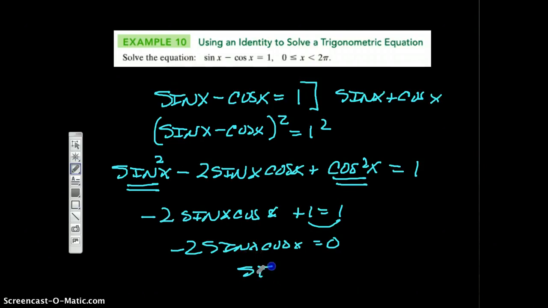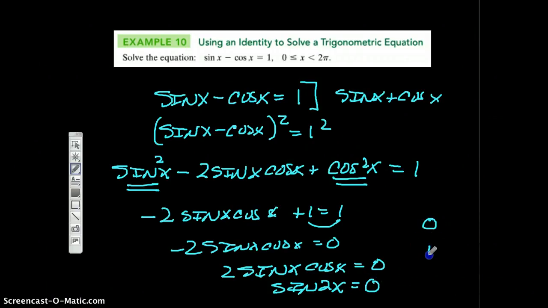Divide by negative 1. Sine x cosine x is equal to, I'm sorry, divide by negative 1. That's equal to 0. And we know that is sine of 2x, double angle. And that's 0 at 0 degrees and pi. Okay? All right, that was a little tricky.